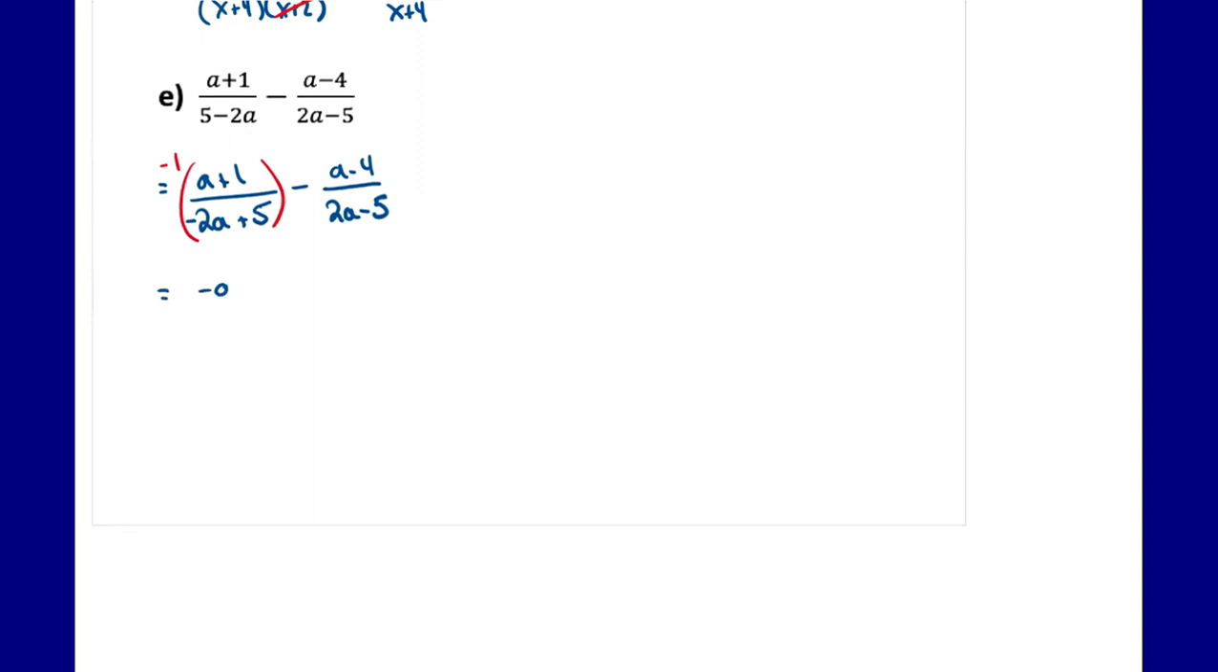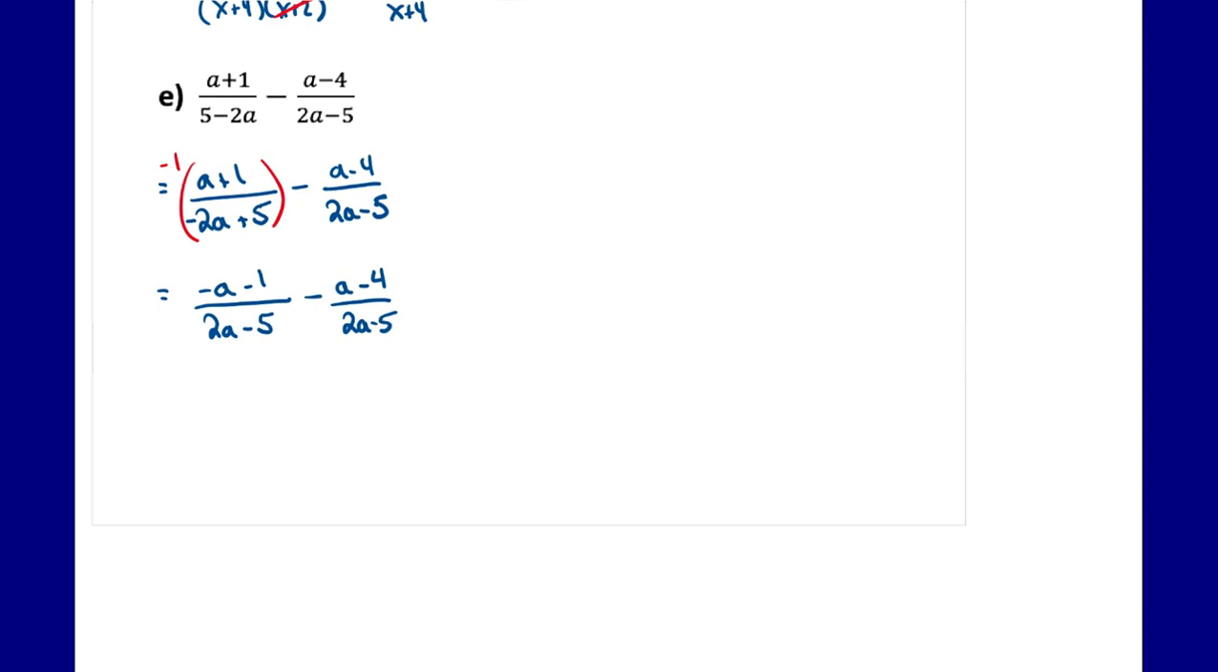This becomes negative a minus 1 over 2a minus 5, which would give me a common denominator. So just by recognizing that, it makes it a little bit easier for our common denominator.